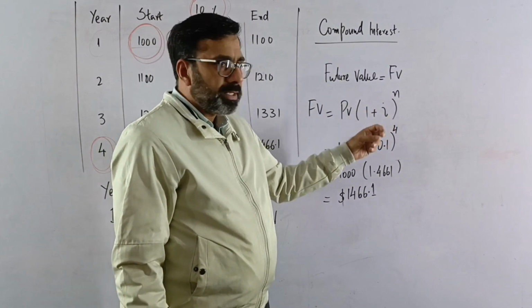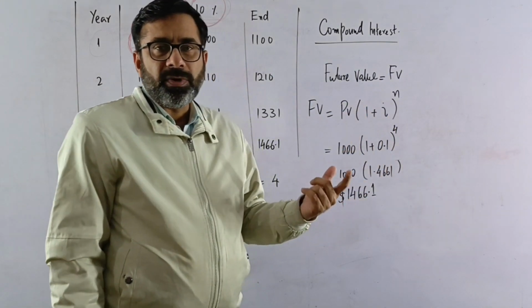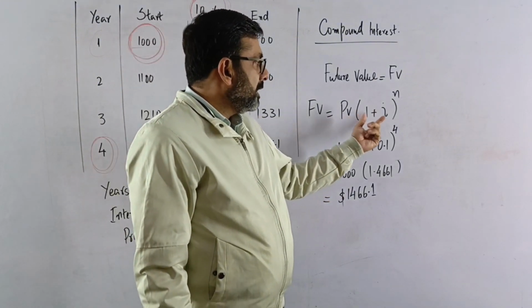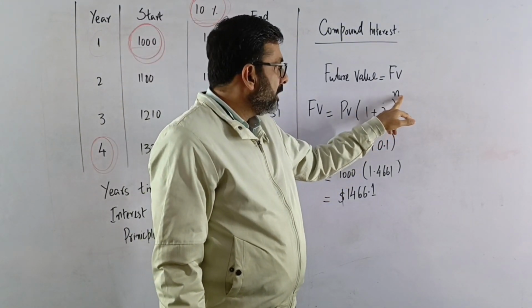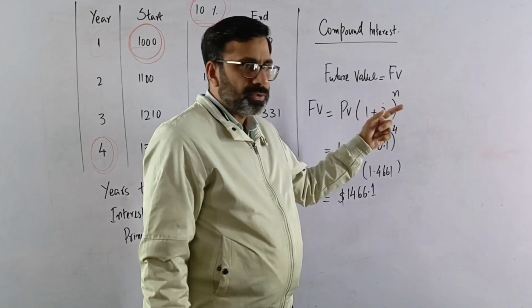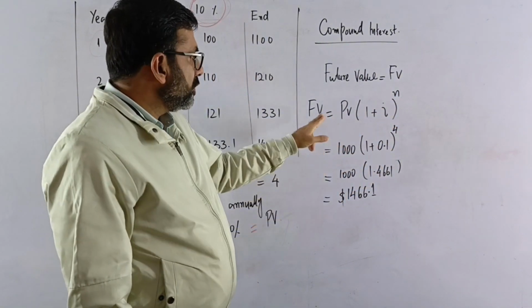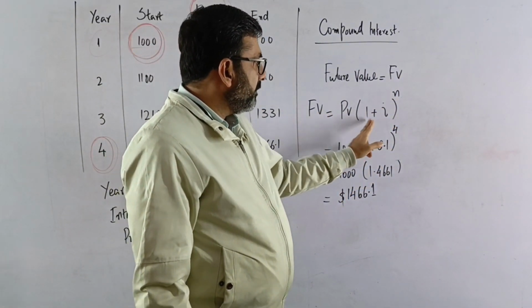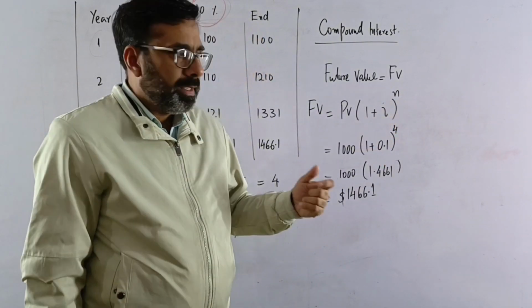Now I is the rate of interest. Some of the authors call it R also, and then we have the N, whole raised to power N. So it may be T in some of the books. So FV equals PV multiplied by (1 plus I) whole raised to power N.